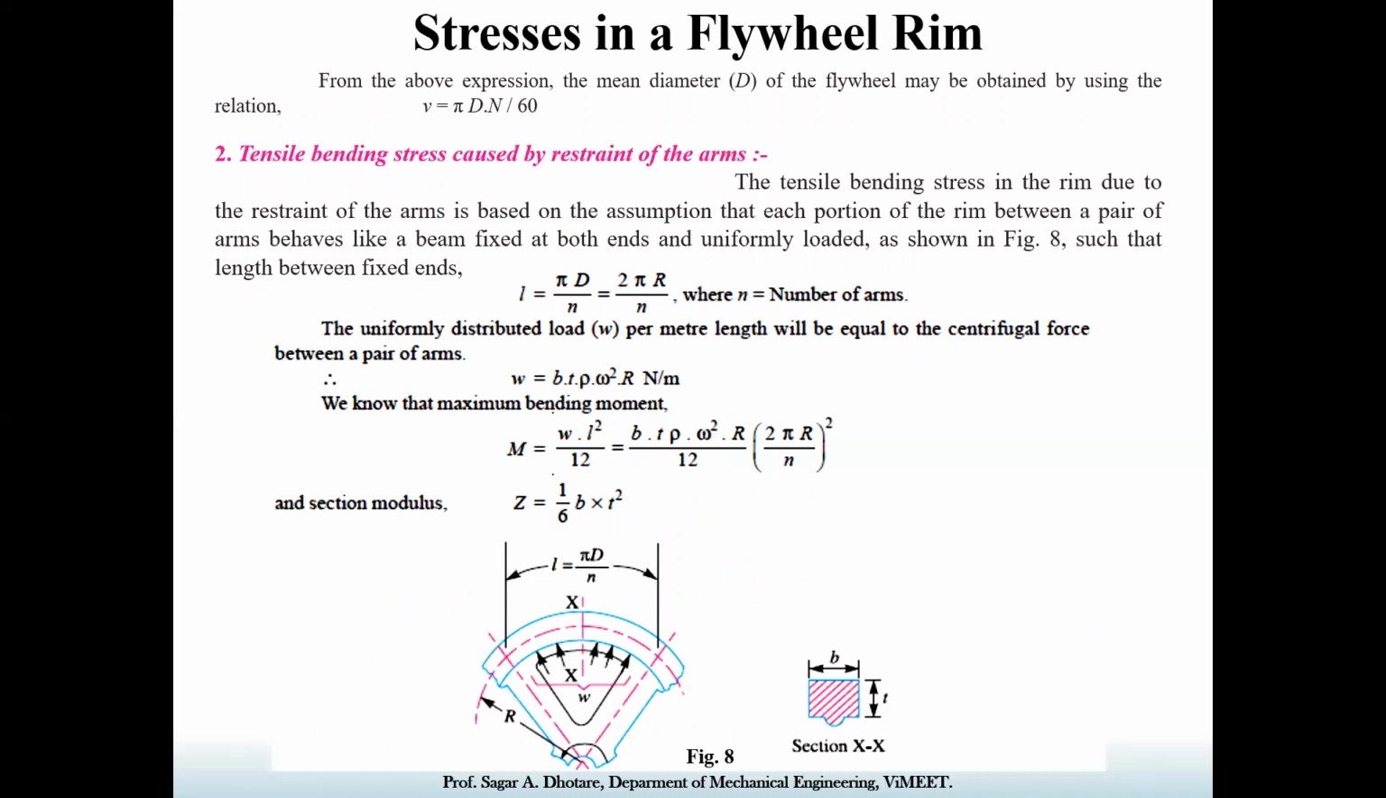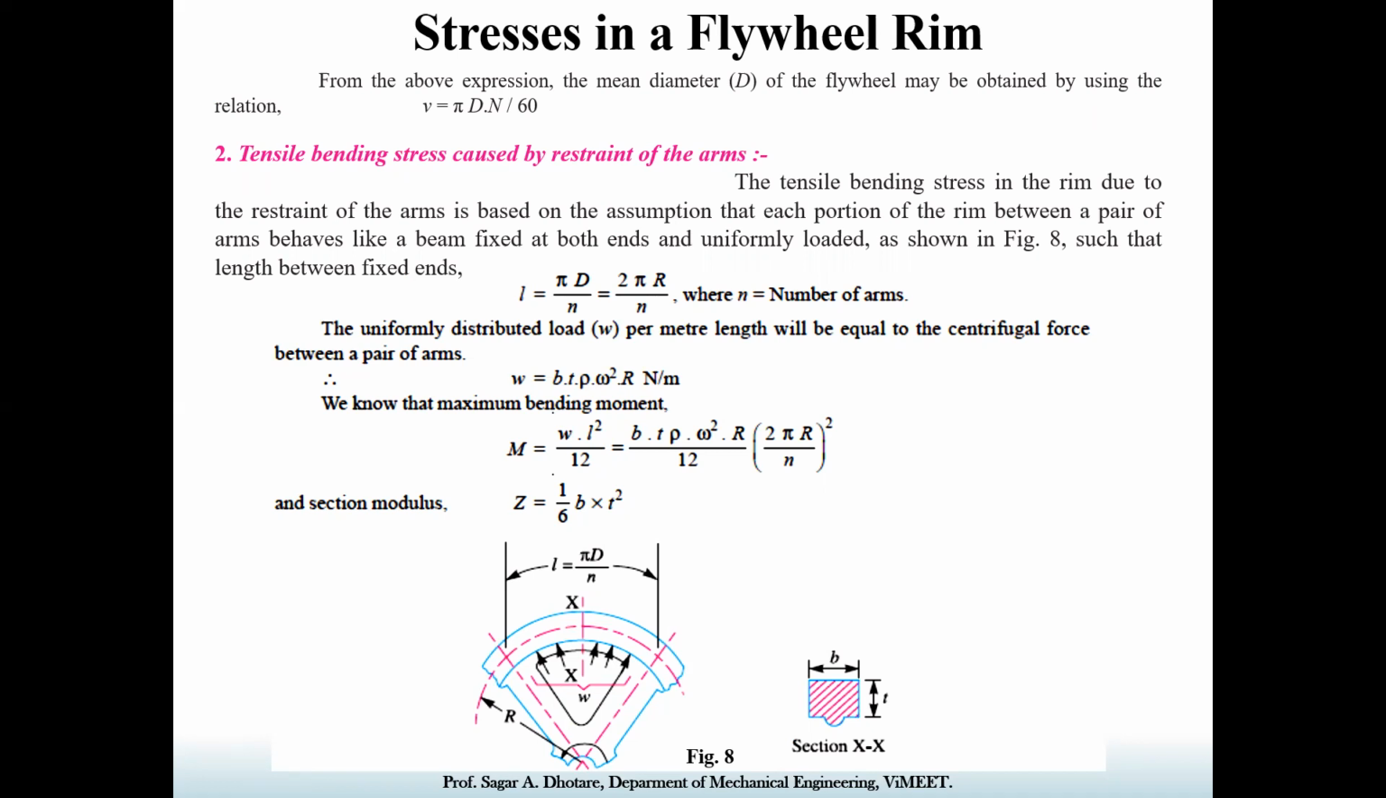Now we can go with the second one, the tensile bending stress caused by the resistance of the arms. The tensile bending combination stresses in the rim due to the resistance of the arm is based on the assumption that each portion of the rim between a pair of arms behaves like a beam, that is a beam fixed at both ends and uniformly loaded, which is shown in figure number 8.